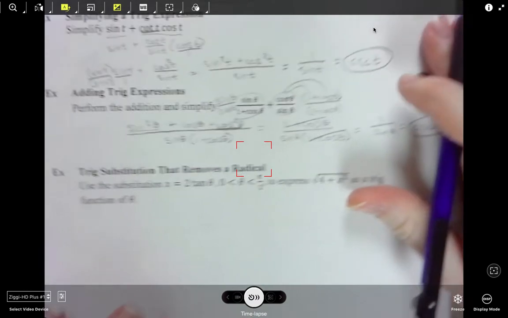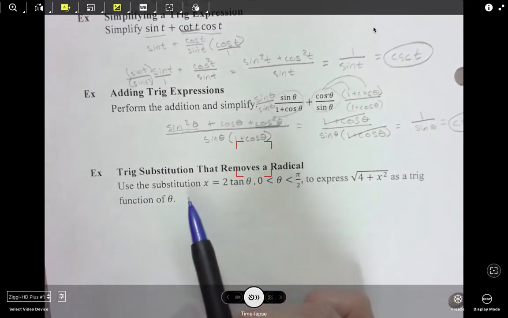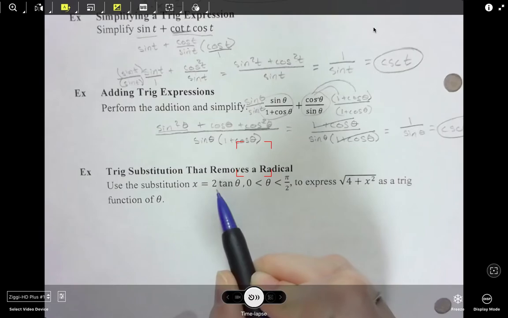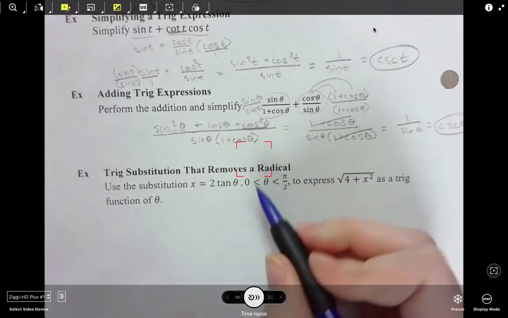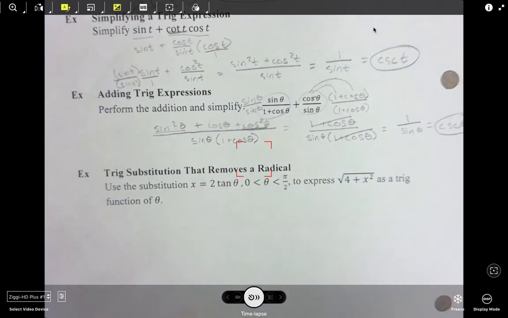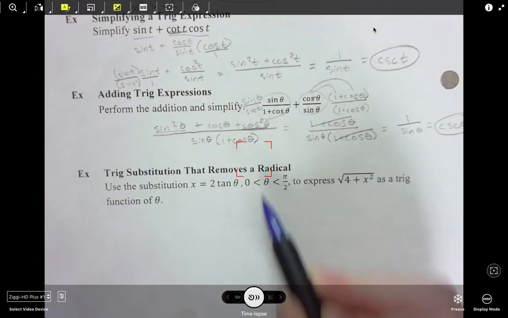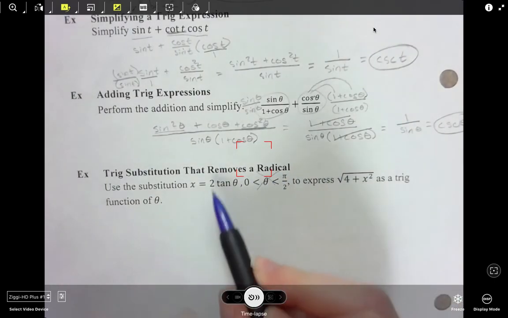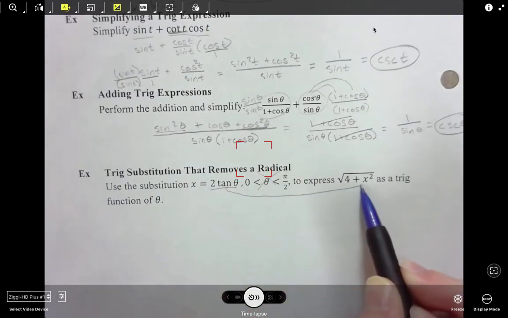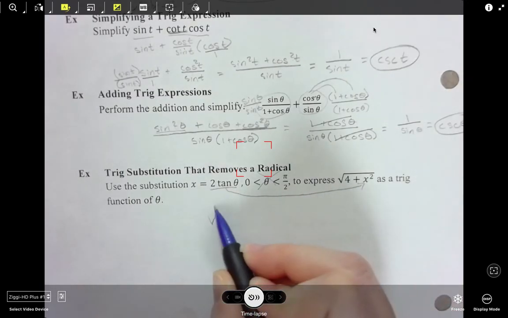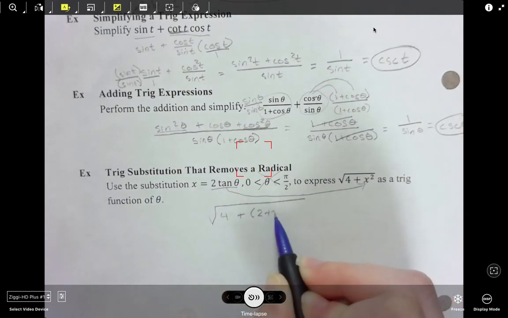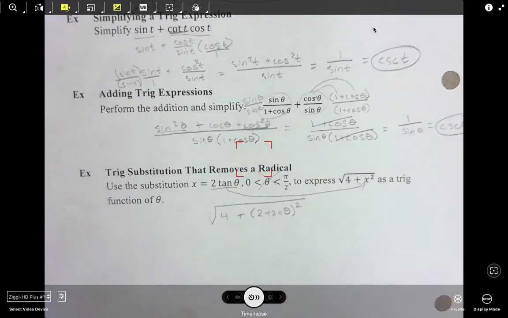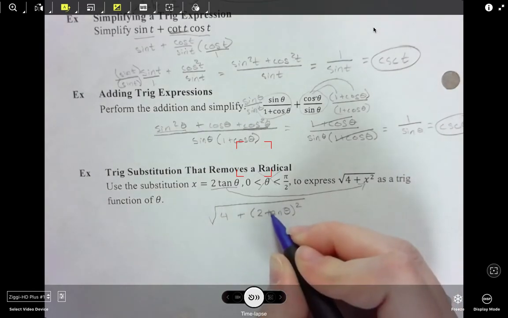Trig substitution that removes a radical. So use the substitution x is 2 tangent theta. And then they tell us that theta lives between 0 and pi over 2, so thetas are going to be somewhere between 0 and 90 degrees. Don't so much worry about this part right now. What we're going to do is take this 2 tangent theta and plug it into this equation right here. So I have the square root of 4 plus, instead of x squared, it is actually 2 tangent theta squared.